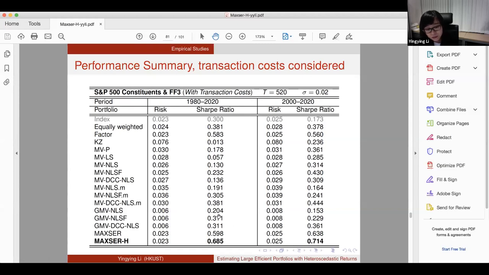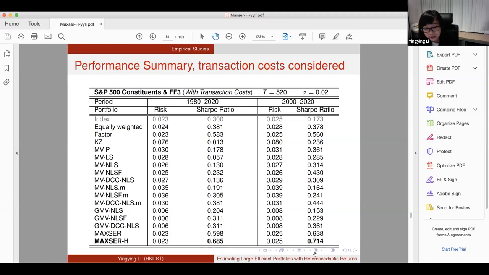And then I think for MaxER and MaxER-H, for the long time period, the drop was also around 20%. Not so small, but smaller than the others. And then for the recent time period, the drop was only 11 or 13% for the two portfolios. So that highlights the advantage of using sparse portfolios.